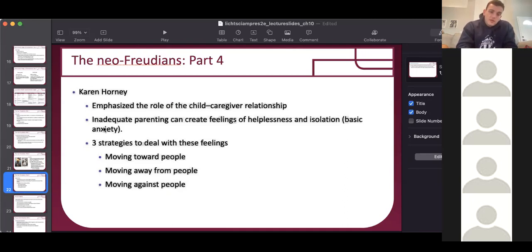So you can move towards people, you can move away from people, or move against people. So you can create relationships with people that are like-minded and rebuild that trust and closeness that you didn't get in that child caregiver relationship. Or you can move away from people, where you say, well, I've been on my own, taking care of myself for this long, might as well keep doing it. That would be this sort of isolationism, becoming an island. And then you can also move against people. That's this sort of dominating other people to try and get the attention and recognition that you may not have gotten from your caregiver. So those are your three potential responses to basic anxiety.